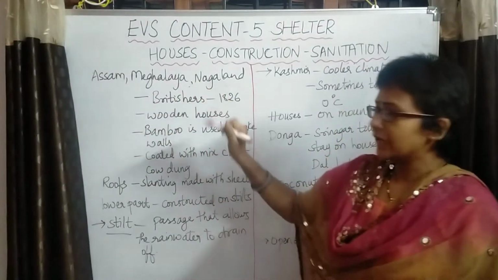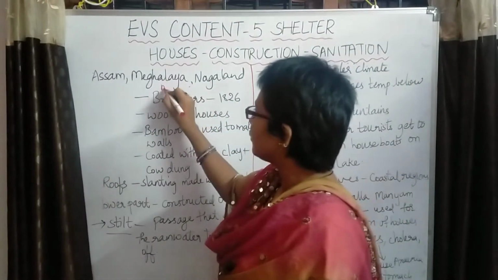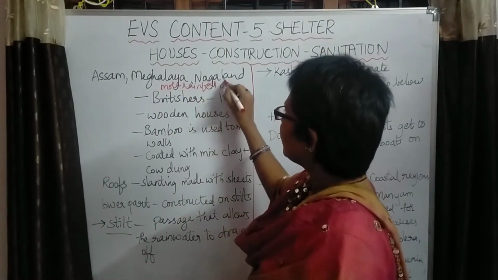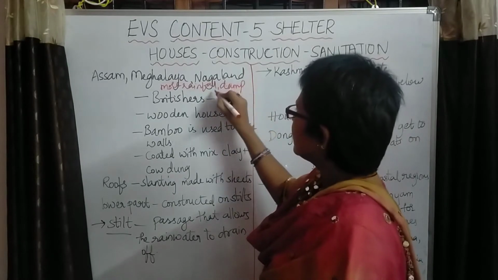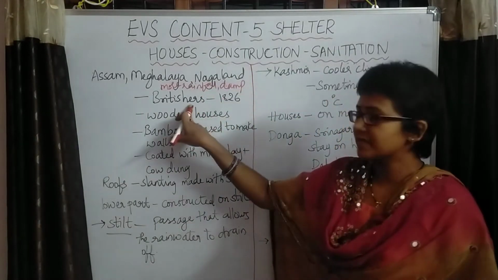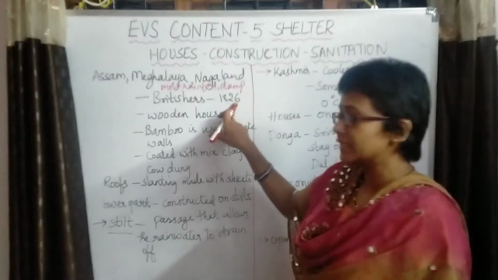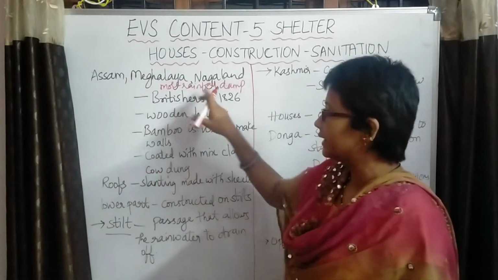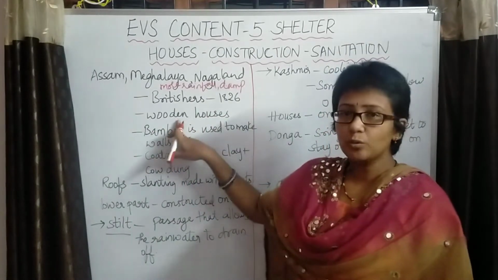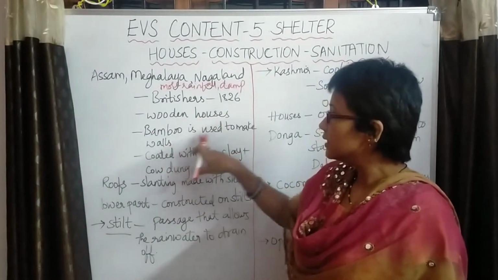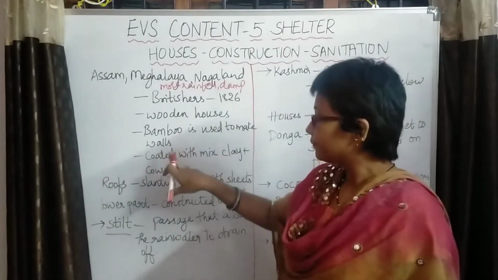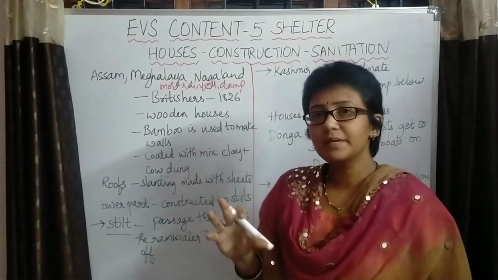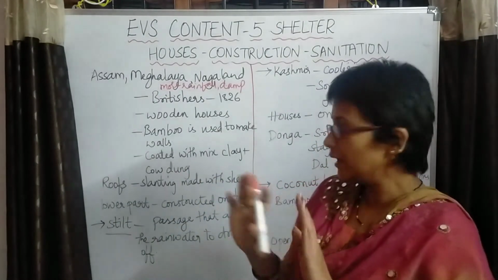Assam, Meghalaya and Nagaland, just now we have seen, are areas of more rainfall, and the climate will be damp every time. In these areas the Britishers started constructing houses in 1826. From 1826 the houses were started in Assam, Meghalaya and Nagaland. They constructed wooden houses, with walls made of bamboo, and the walls were coated with mixed clay and cow dung.